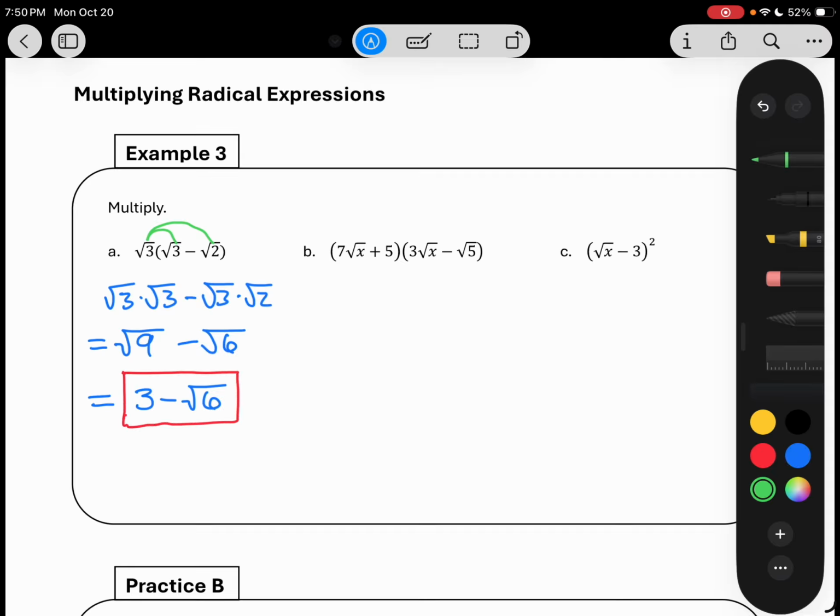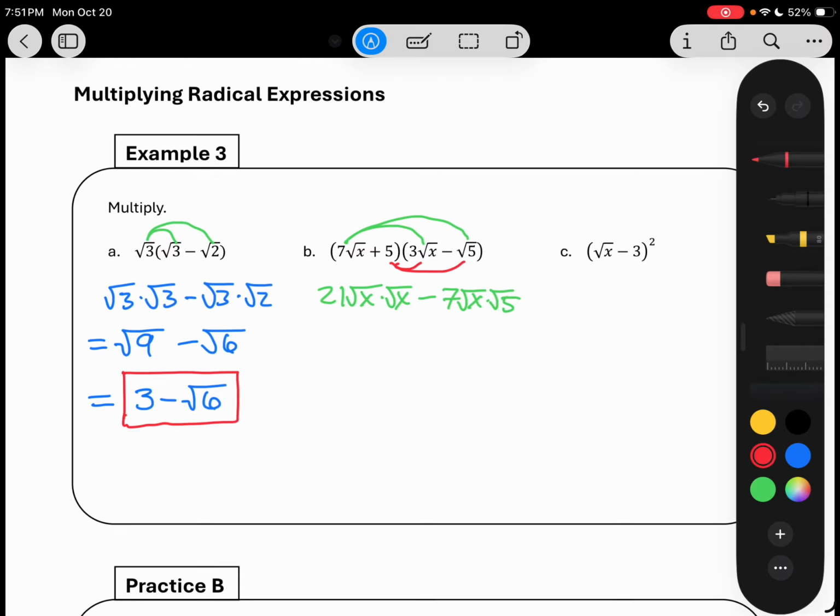If you look at the next one, this is going to get a little crazy. We're going to distribute the 7 root x through, and then we're going to distribute the 5 through. So let's do the 7 root x first. So that would be 21 root x times root x minus 7 root x times root 5, if you're seeing that.